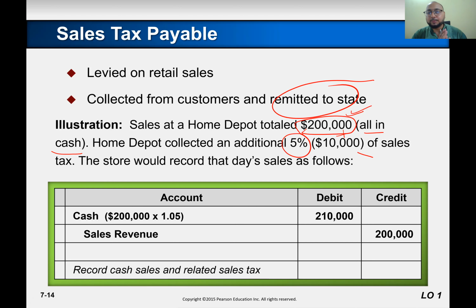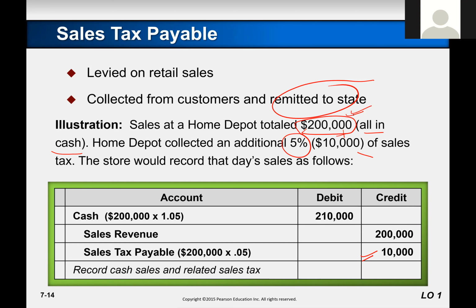So the entry would be: you receive cash 210,000, you record your sales, and then sales tax payable. Simple. That cash is not yours, it is your liability towards the state. In some cases, sales already include the taxes, then you will segregate. But here, they clearly mentioned that this is your sales and this is your taxes, so in that case, you write it down separately.